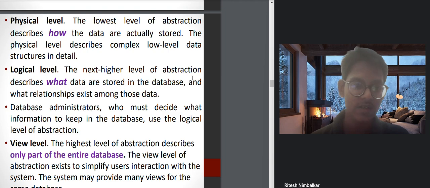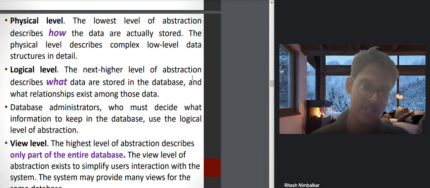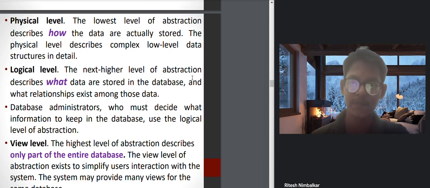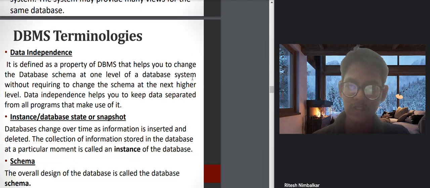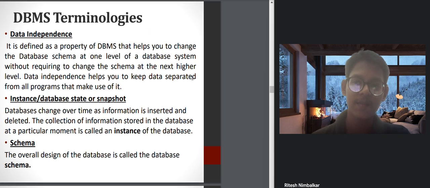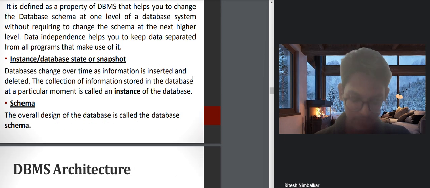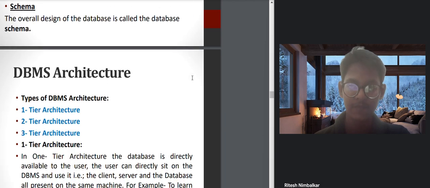Physical level is the lowest level of the abstractions, while the logical level is the next higher level, which describes what data is stored in the database and the relationship among this data. View level is the part of the database which gives only a view-level overview of the data. Some of the terminologies include data dependence, independence, instances, and snapshots, and the various schemas that go throughout the data.